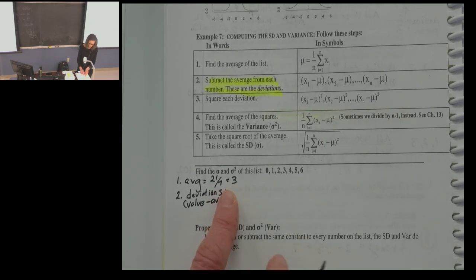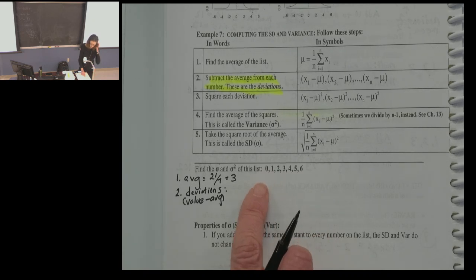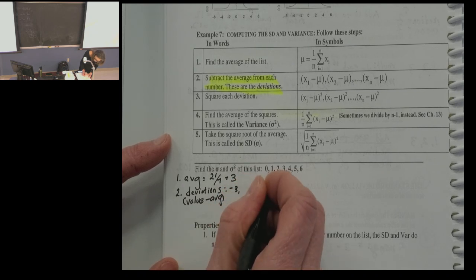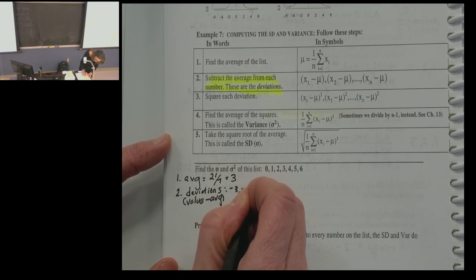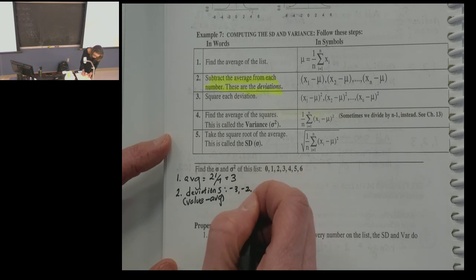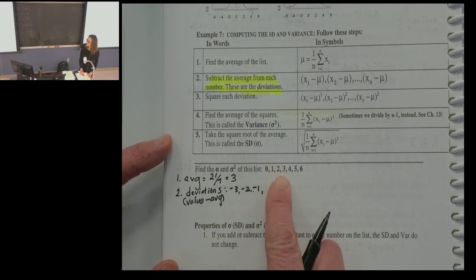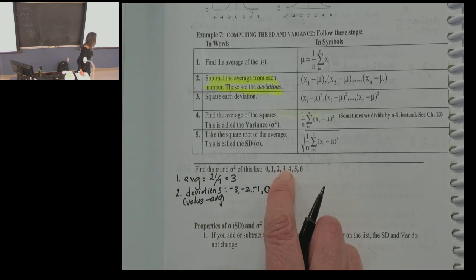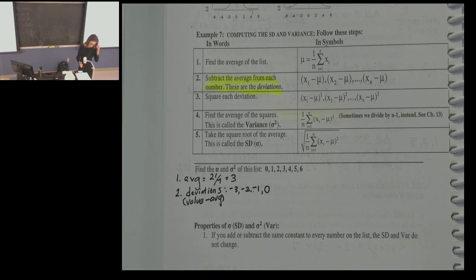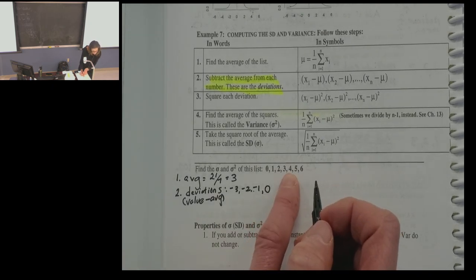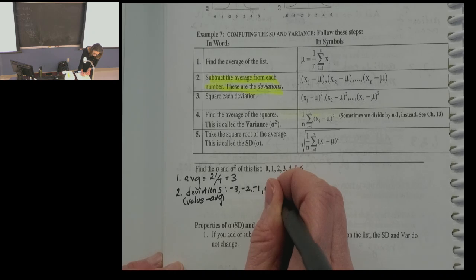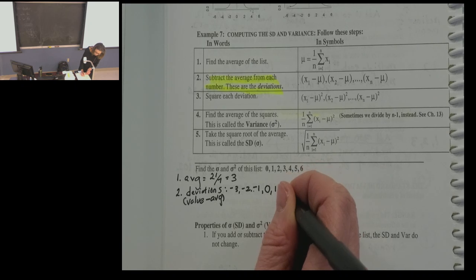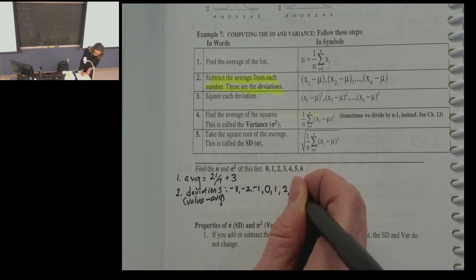Our average is 3. So our first deviation is going to be value minus the average: 0 minus 3, that's negative 3. 1 minus 3, negative 2. 2 minus 3, negative 1. Now 3 is right at the average, 3 minus 3, so this has no deviation from the average. It's the average. Now 4 is 1 above the average, so 4 minus 3, that's why it's a positive deviation, because it's above the average. 5 minus 3 is 2, and 6 minus 3 is 3.